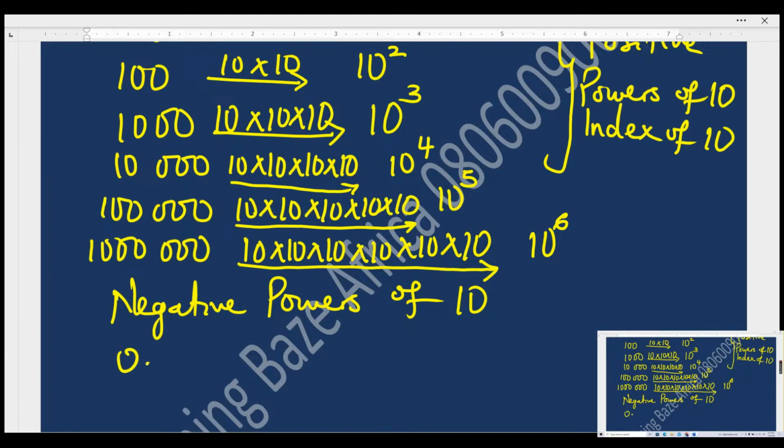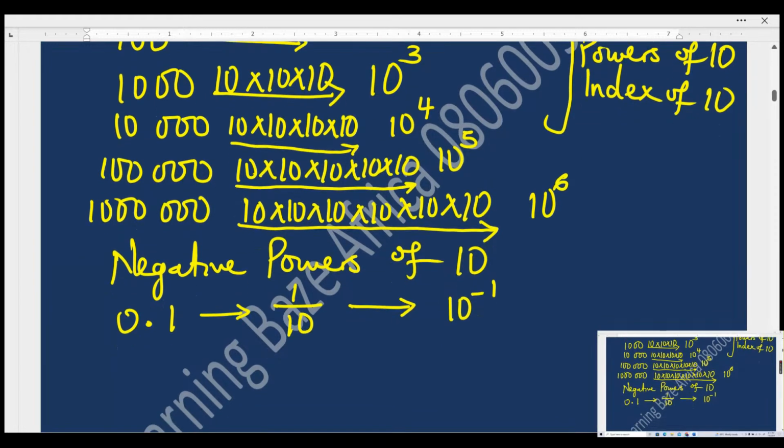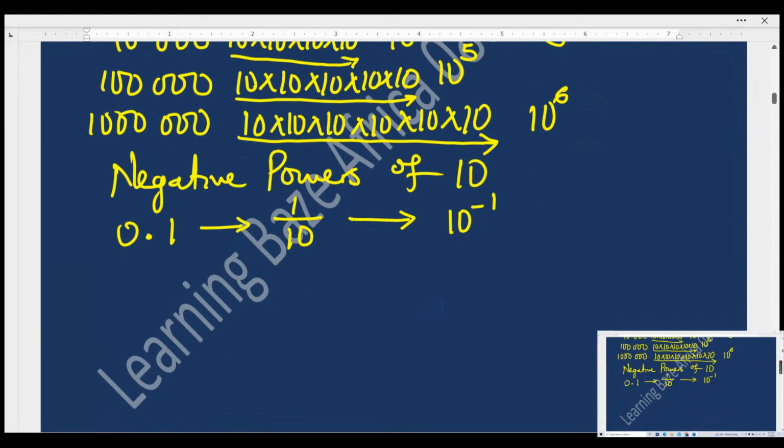Now the first one is 0.1, instead of 10 as a positive power of 10. Now 0.1 is a negative power of 10. So 0.1 is the same as 10 raised to power minus 1. And 0.1 is the same as 1 over 10. Take note. 0.1 is 1 over 10, and that is 10 raised to power minus 1. You need to study this over and over so you can have a good grasp of it.